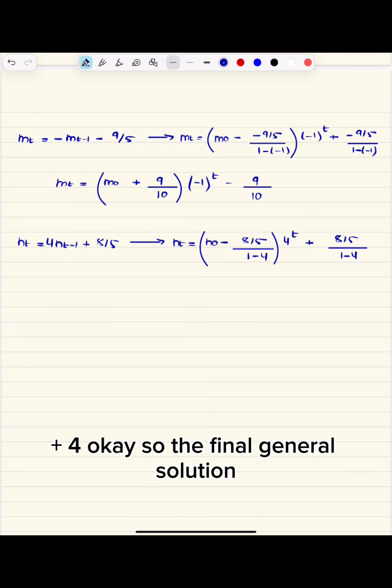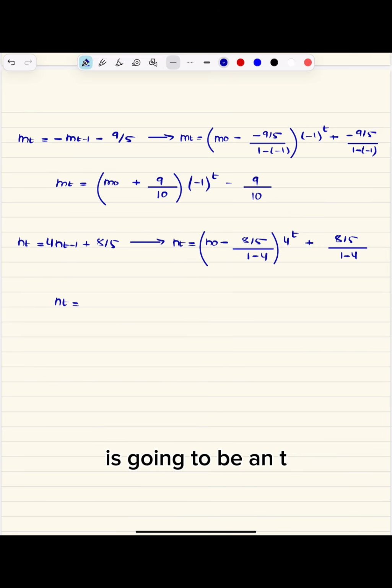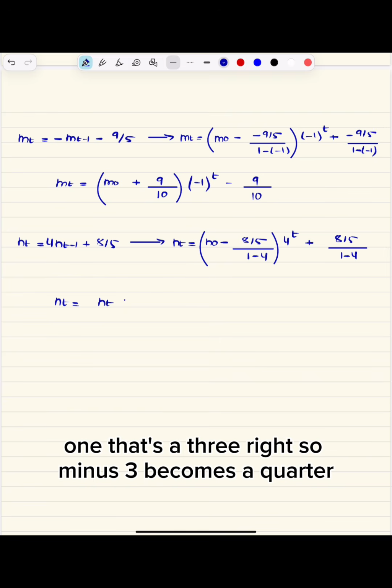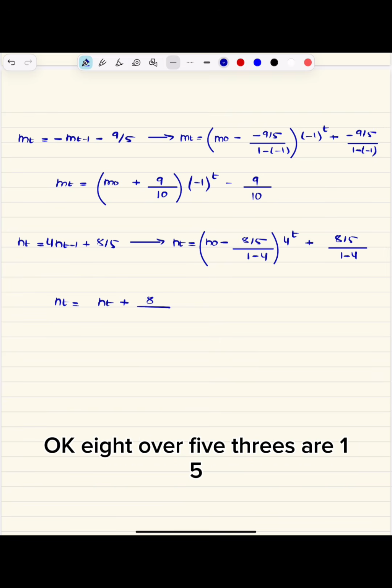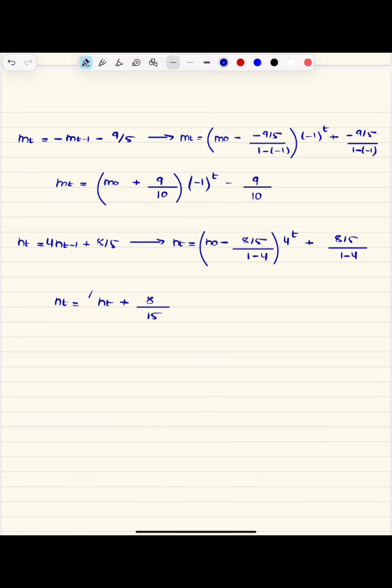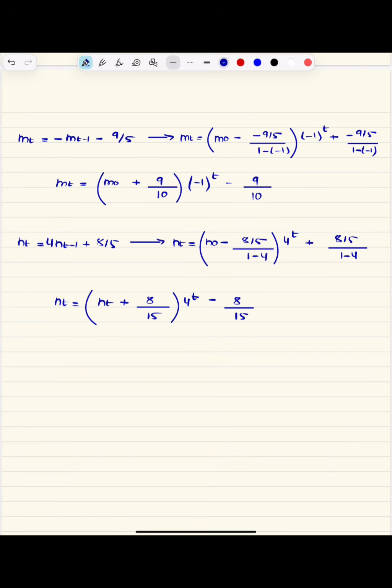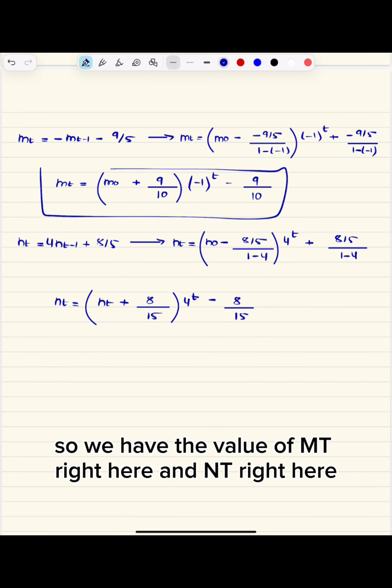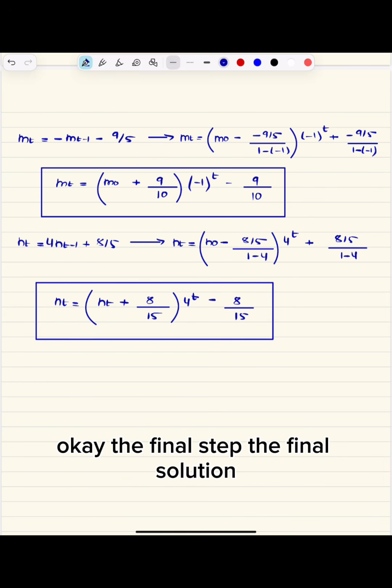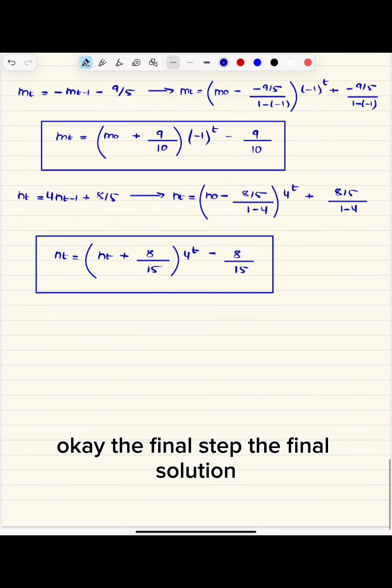Okay, so the final general solution is going to be n_t. It's a 3, right? So minus 3 becomes a positive. Okay, 8/5, 3s are 15. Then we have 4 to the power t, and again 5 3s are 15. So we have the value of m_t right here and n_t right here. Okay, the final step, the final solution.